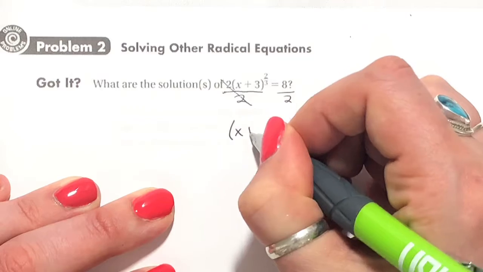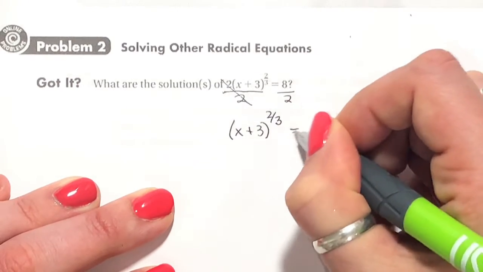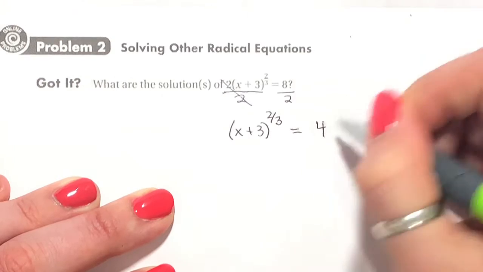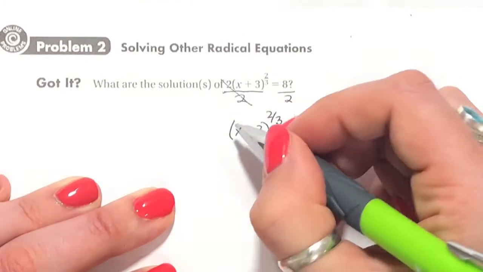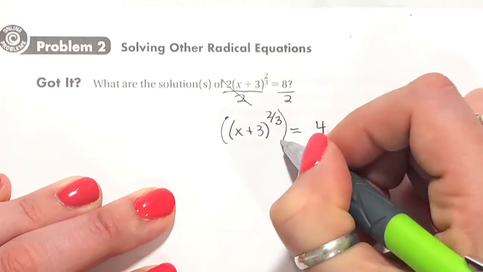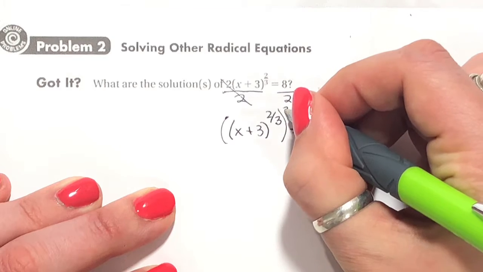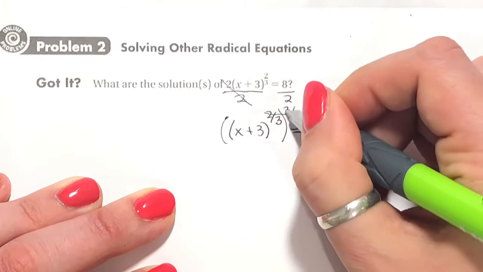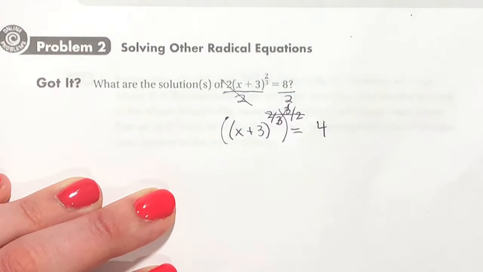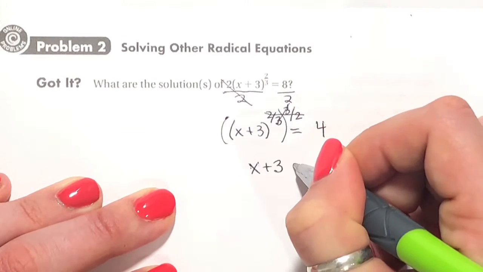And now I have the x plus 3 to the 2/3 power. And then 8 divided by 2 is 4. So now that our power is isolated, we can get rid of it by taking it to another power. That's the reciprocal. So I'm going to flip this upside down and do the power of 3/2. That way the 2's cancel with each other, the 3's cancel with each other, and we just have the x plus 3 by itself now.